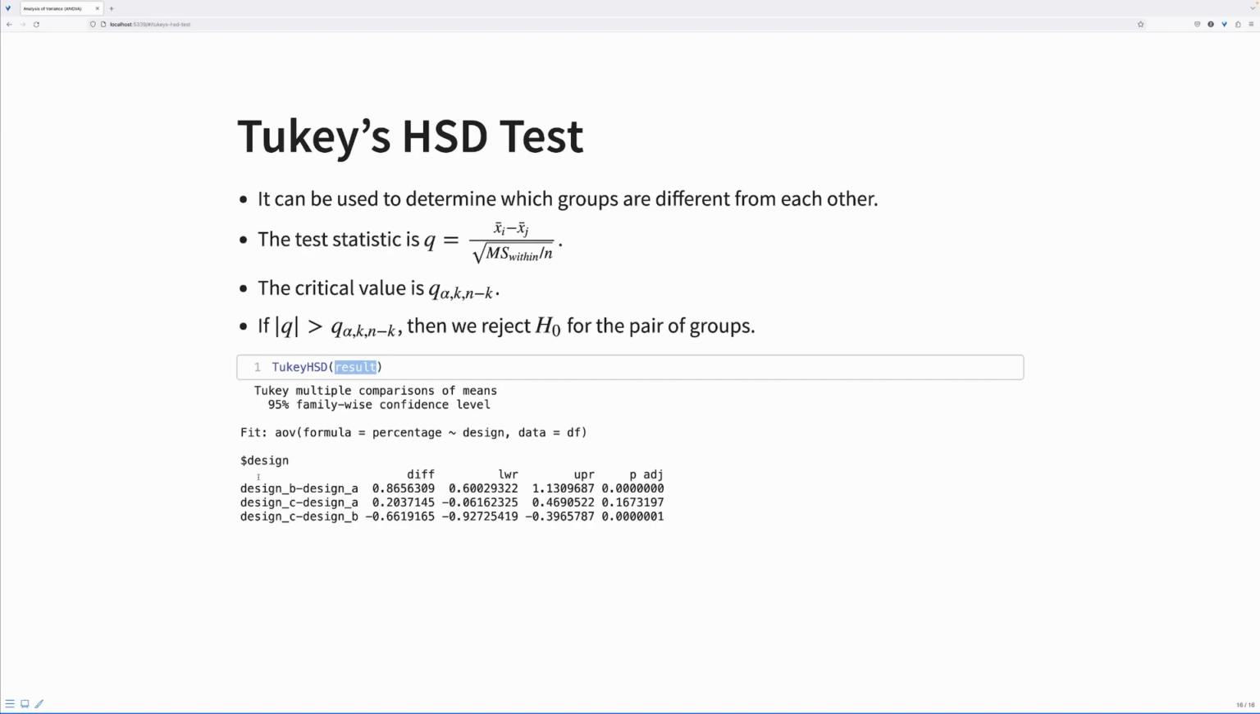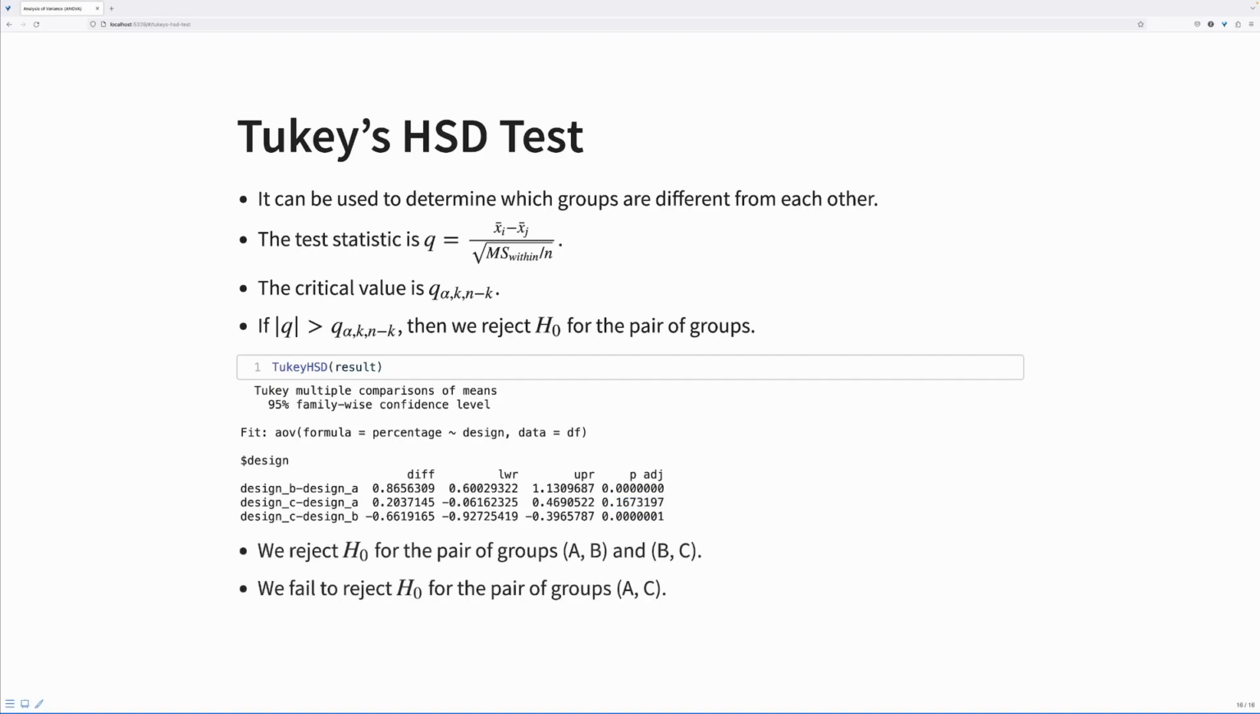And then here is the Tukey HSD test result. So for designs A and B, here is the estimated difference, and here is the 95% confidence interval, and here is the p-value. So as we can see, we got 2 significant results and 1 insignificant result. So we reject H0 for the pairs of groups A and B, and B and C. And we fail to reject H0 for the pair of groups A and C.